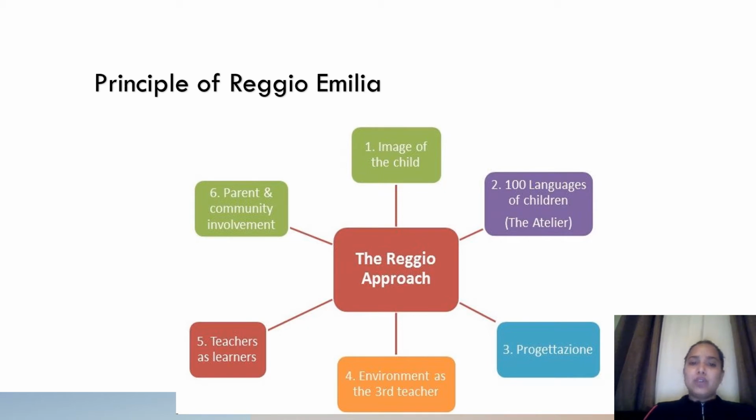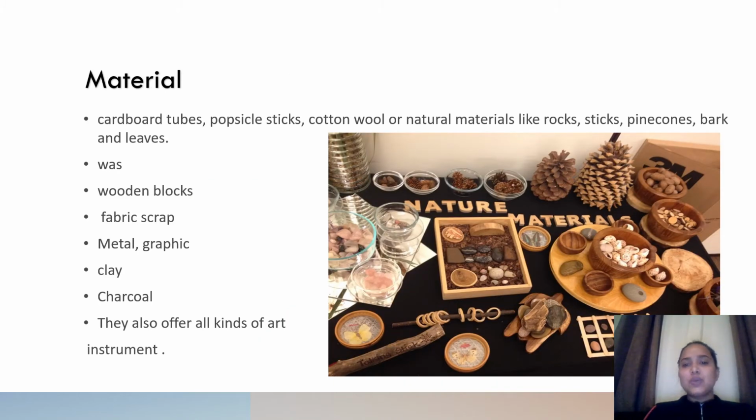And parent and community involvement. In the Reggio Emilia approach, parents and other people are involved in the classrooms. The materials used in the Reggio Emilia approach are mostly natural, like cardboard tubes, popsicle sticks, cotton wool, natural materials like rocks, sticks, pine cones, bark and leaves, and wooden blocks, fabric scraps, clay, charcoal, and they also offer all kinds of instruments.